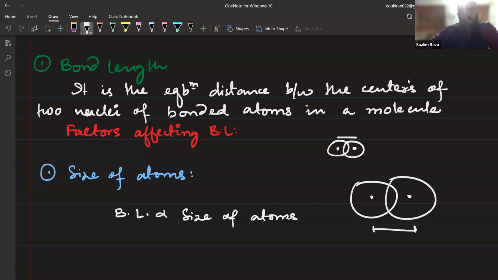It depends on the size of the atoms taking part in the bond formation. If I go down a group, for example, I am talking about the carbon-carbon bond, then the silicon-silicon bond, and then, let us suppose, the germanium-germanium bond. Obviously the germanium-germanium bond will be the largest, followed by silicon-silicon, and then carbon-carbon, because it is smaller in size.